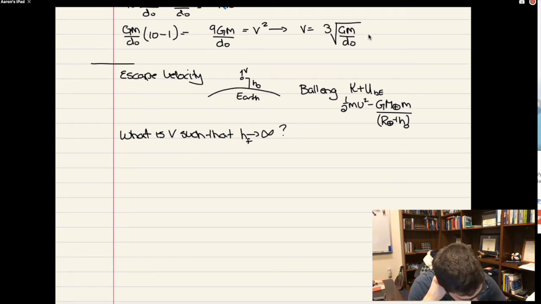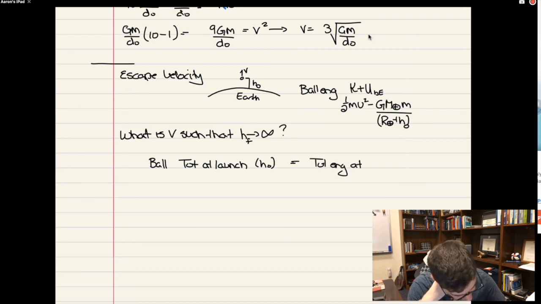So in this case, what I'm saying is I want to ask for the ball, what is the total energy at launch, a height h naught above the surface, and then that must equal the total energy at infinity. And if I'm thinking of the escape velocity, what does it mean to just barely escape? It means that as I get farther and farther away, I don't at some point stop and turn around and start to fall backwards.